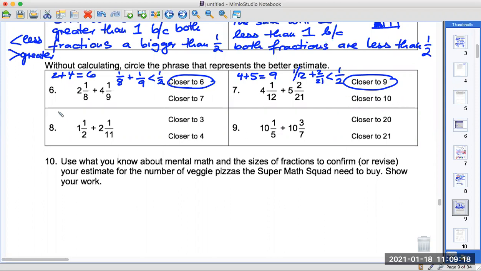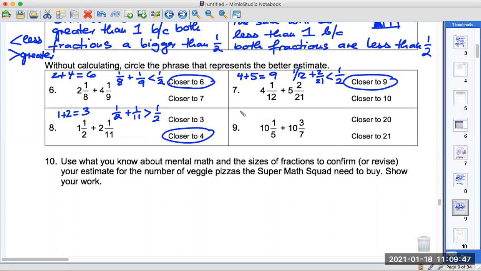So let's try this one. 1 plus 2 is 3, but then we have these fractions. 1/2 plus 1/11 is greater than 1/2 because you're already starting out with 1/2 and you're adding some more to it. Of course, it's going to be bigger than 1/2, greater. So now we have an answer that's closer to 4.